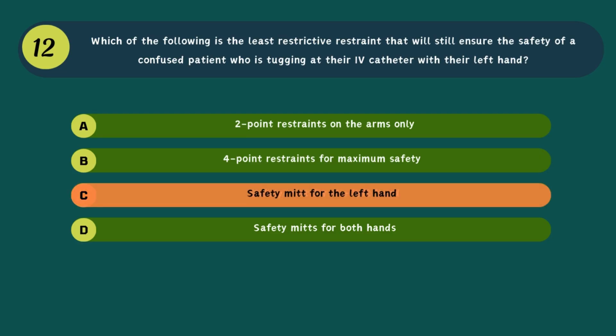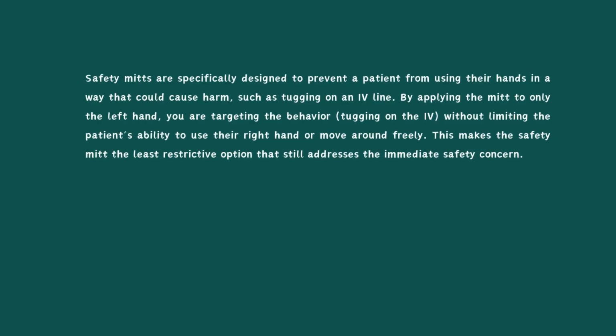Correct answer. C. Safety mitt for the left hand. Safety mitts are specifically designed to prevent a patient from using their hands in a way that could cause harm, such as tugging on an IV line. By applying the mitt to only the left hand, you are targeting the behavior, tugging on the IV, without limiting the patient's ability to use their right hand or move around freely. This makes the safety mitt the least restrictive option that still addresses the immediate safety concern.